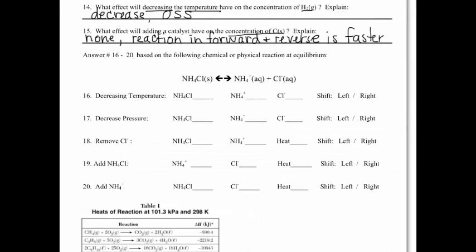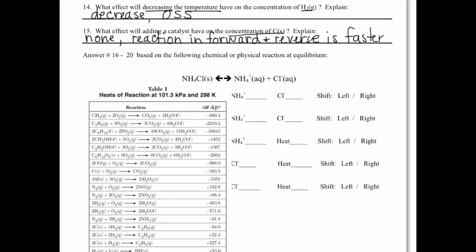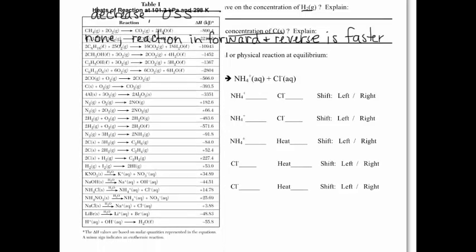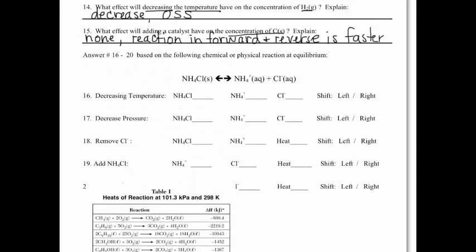These last few questions are all referring to the reaction given above. And we're going to look at that on our table I to figure out where heat goes. And here it is. It is positive, so our heat is going to go on the left, and I'm actually going to write that in there.